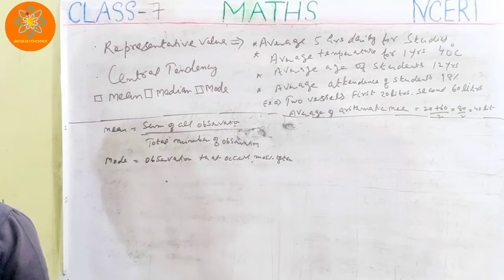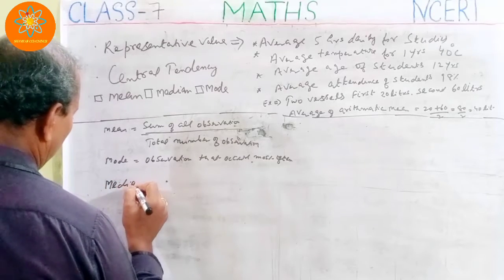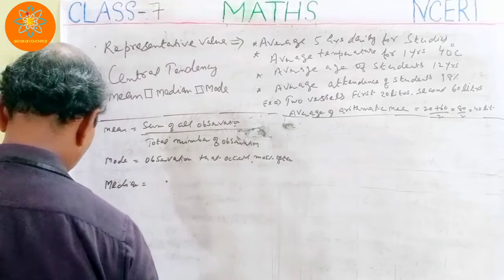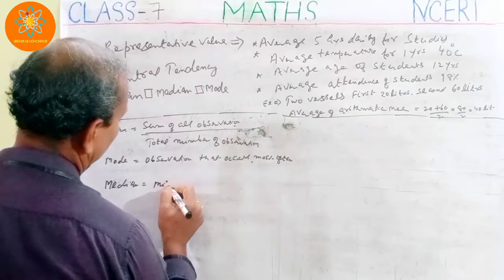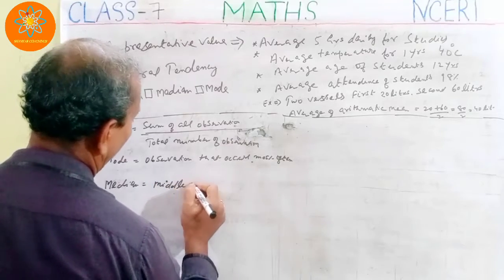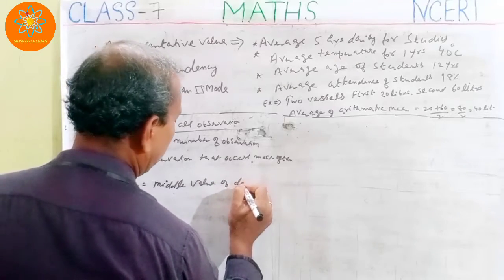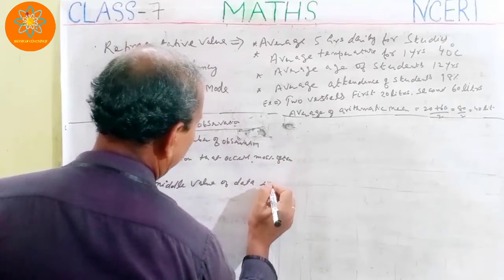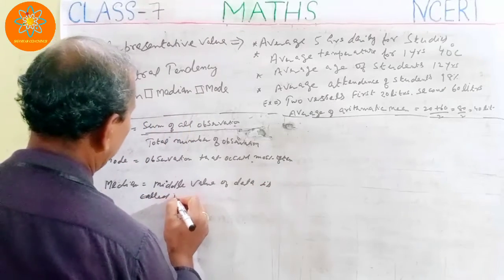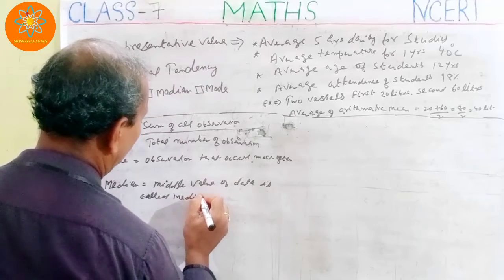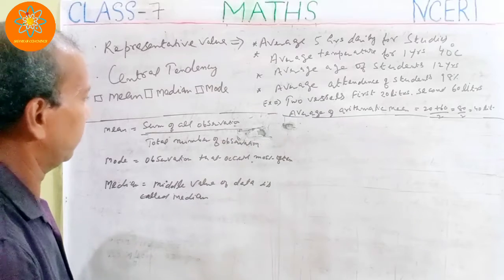And lastly, median. So what is median? Middle value of the data is called median.